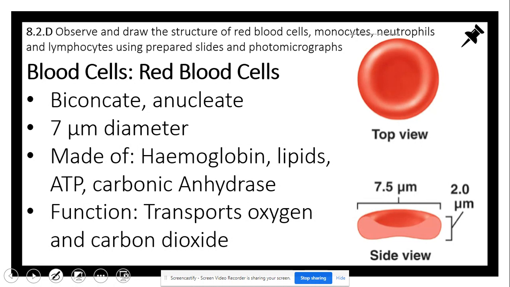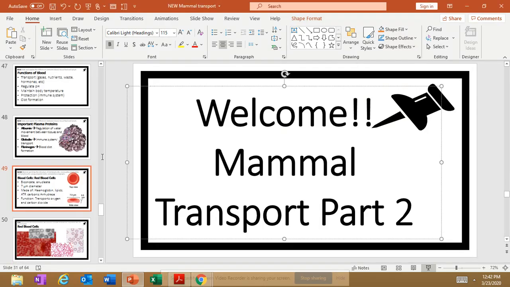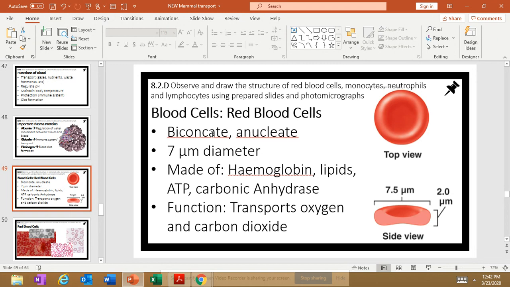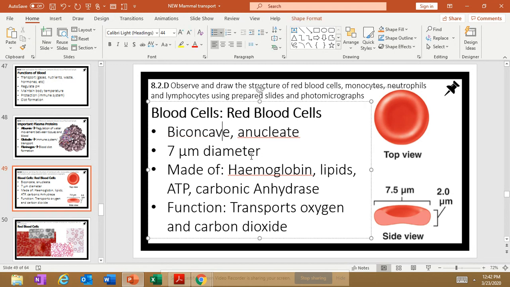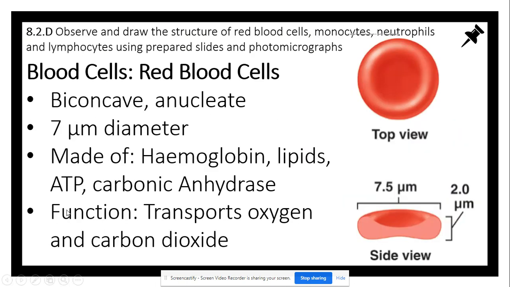Okay, so some blood cells. So red blood cells are biconcave. Typo. Yeah, biconcave. And anucleate. That means that they do not have a nucleus.